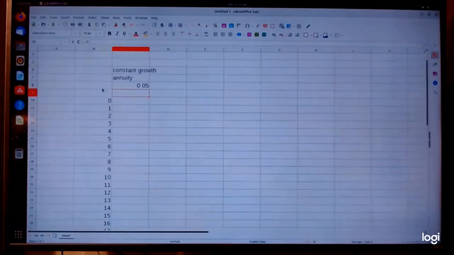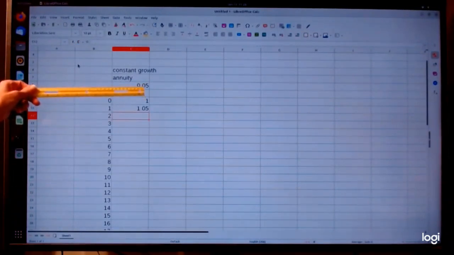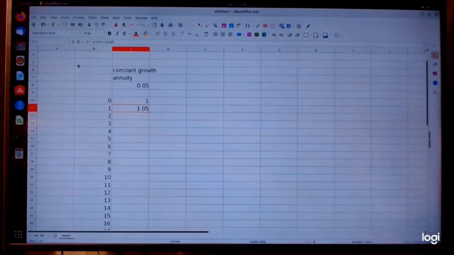So where do we start? Well, it's easy just to start with 1 unit, and it said the next payment is 5% larger than the previous one. Plus C8. Oops, C8. All right, there's our constant growth annuity is 5%. So all we need to do is copy that.